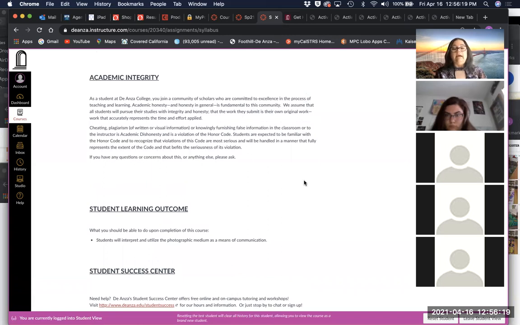The student learning outcome. Upon completion of this course, you should be able to interpret and utilize the photographic medium as a means of communication. That is very broad, right? So hopefully you will have learned the basics of photography, and through looking at images, through making images, through discussion, have a better idea of what goes into the making of a successful image. Okay.